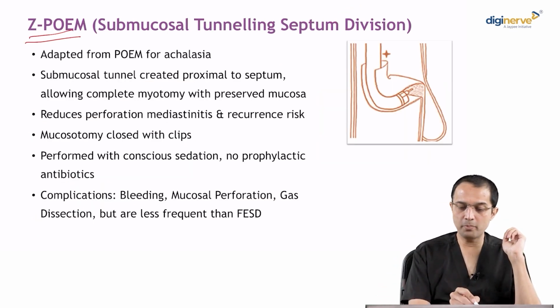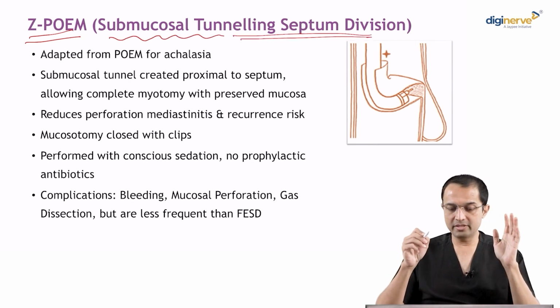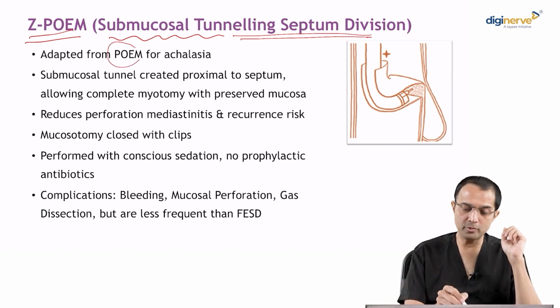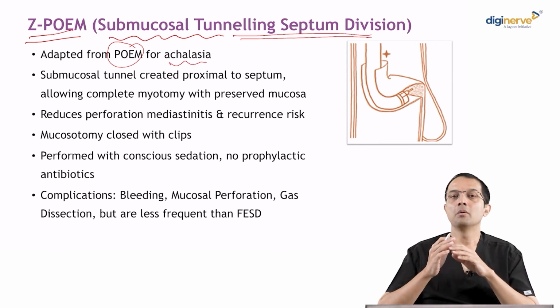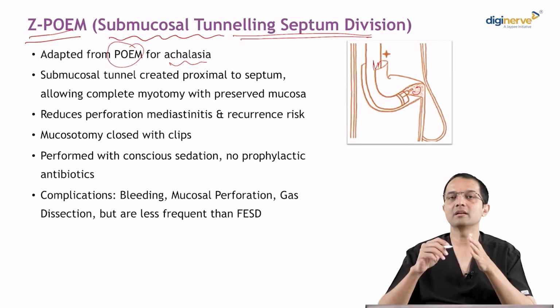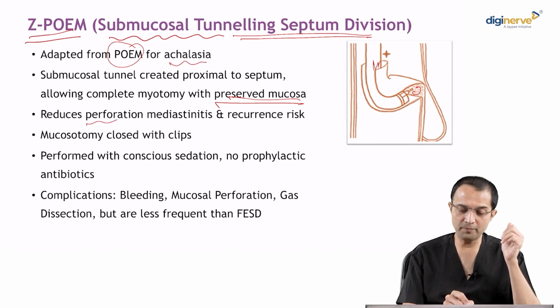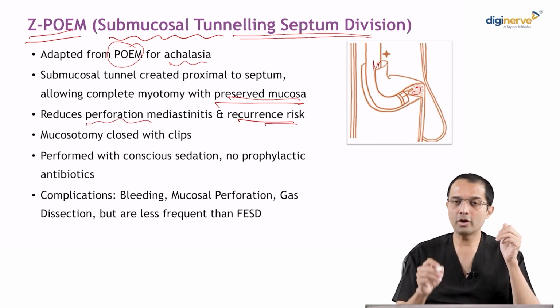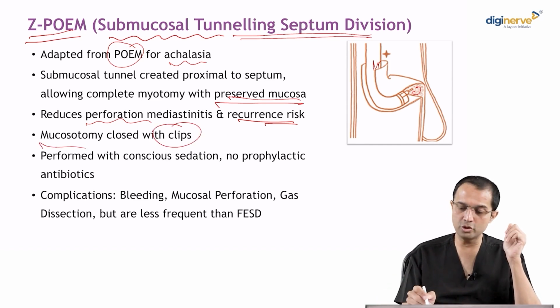What is Z-POEM? Submucosal tunneling septum division. So it is similar to POEM procedure in achalasia. A submucosal tunnel is created proximal to the septum. Okay, here is the septum, but you are creating a tunnel proximal to the septum, and this allows complete myotomy, but the mucosa is preserved. It reduces the risk of perforation and mediastinitis. Overall risk of recurrence is also low, and the mucosectomy is closed with the clips.